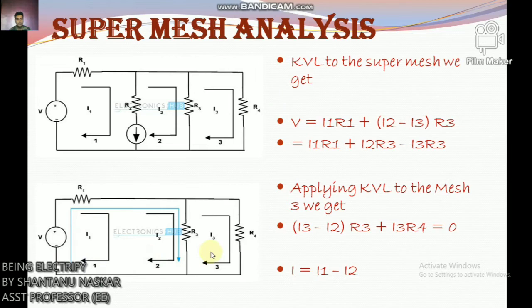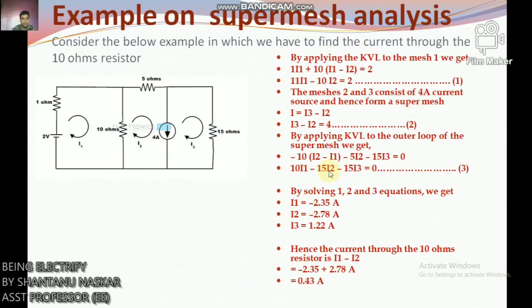Now applying KVL to the super mesh, we get V1 equals to I1R1 plus (I2 minus I3)R3 equals to I1R1 plus I2R3 minus I3R3 equals to 0. And the difference between the two mesh currents gives the current from the current source, hence the current source direction is the loop current direction I1, and hence I1 is more than I2, then I equals to I1 minus I2. Thus by using these three mesh equations we can easily find the three unknown currents in the network. Now go through an example of a super mesh network.